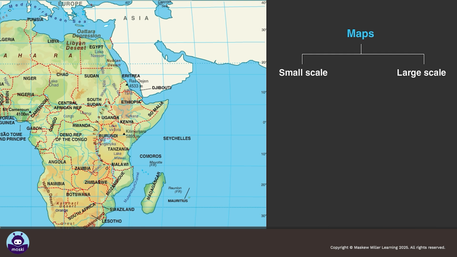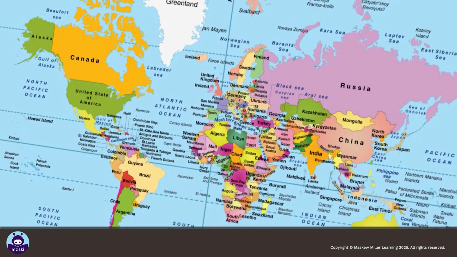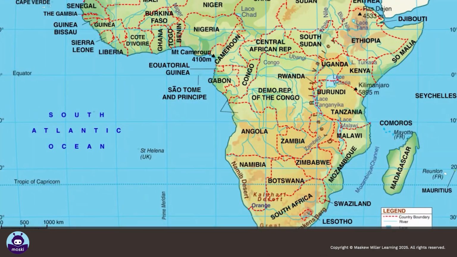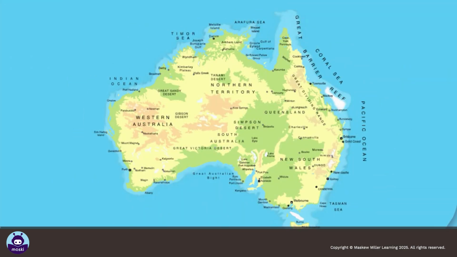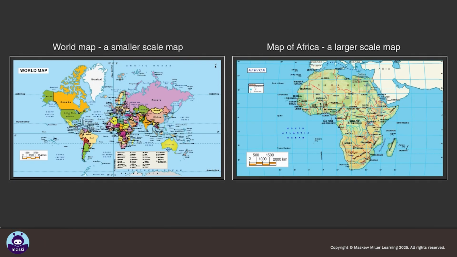A small scale map gives a small amount of detail covering a larger area, such as the African continent. A small scale map is similar to a full-length selfie. Examples of small scale maps are maps of the world, maps of the continents, maps of large countries such as the USA or Russia. The larger the area covered by a map, the smaller the map scale.